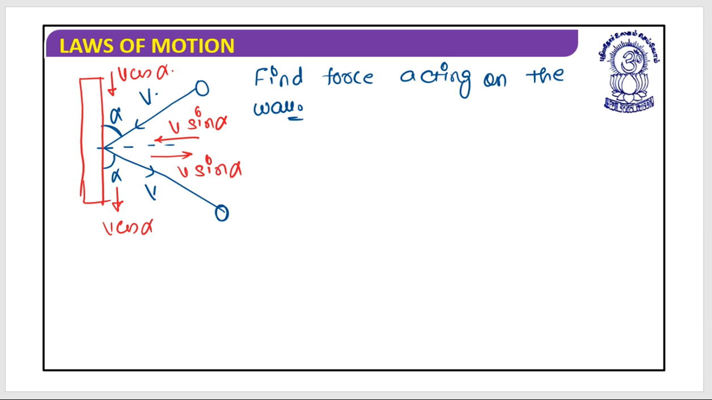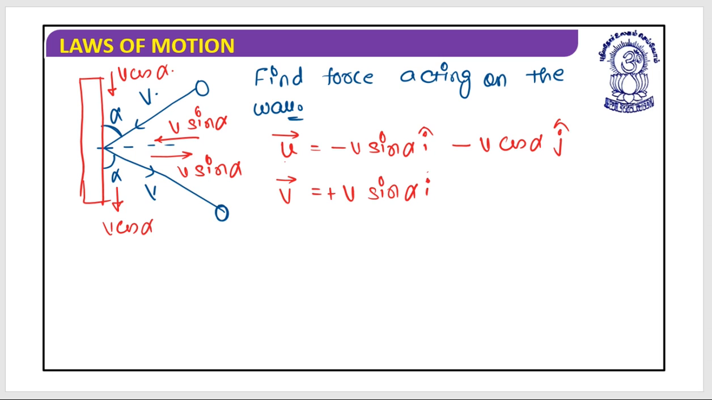So while writing out the u, the initial velocity before striking the wall, it's minus v sin alpha i cap minus v cos alpha j cap. This is the initial velocity. And what about the final velocity? The final velocity is plus v sin alpha i cap minus v cos alpha j cap.